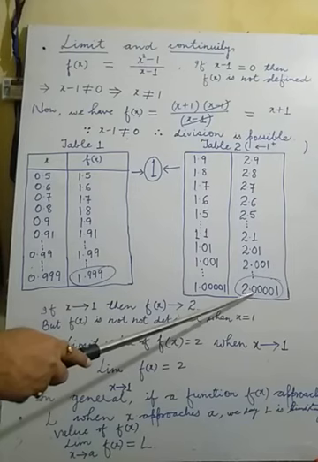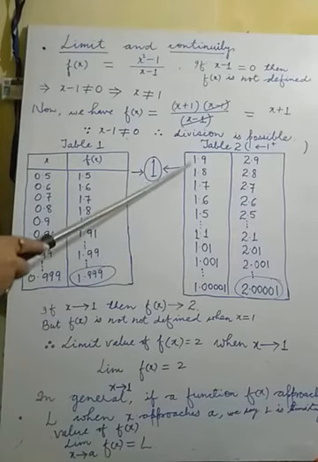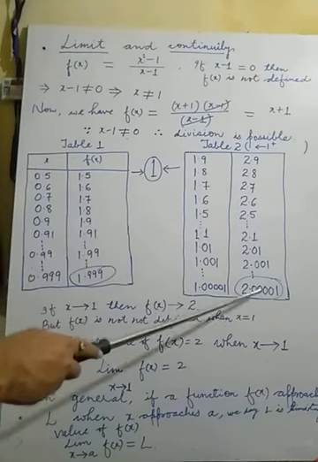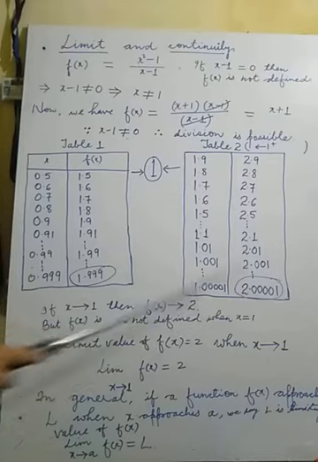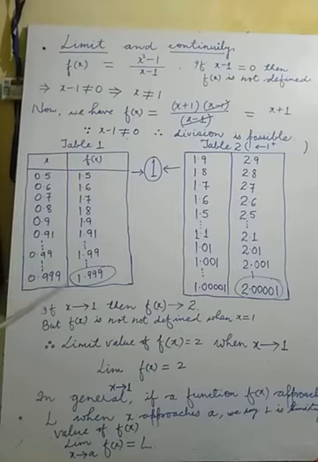See, approximately 2. In this box also, you may observe, when the value of x is approaching 1, the value of f(x) is also approaching 2. The same condition is here. The value of x is approaching 1, so the value of f(x) is approaching 2. In both the tables, whether on the left hand side or the right hand side, if the value is approaching 1, the value of f(x) is approaching which one? That is approaching 2.